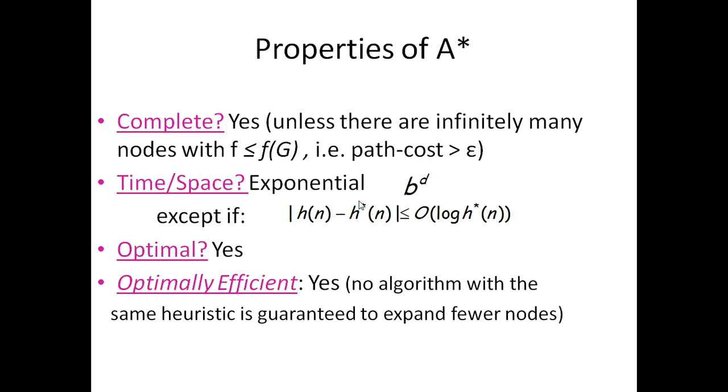In terms of time and space complexity, it is similar to best first search: exponential time and space complexity, b to the power d. Regarding optimality, as we have already discussed, yes, it is optimal, while greedy best first search was not optimal. It is also optimally efficient: no algorithm with the same heuristic is guaranteed to expand fewer nodes. So yes, it is optimally efficient also.